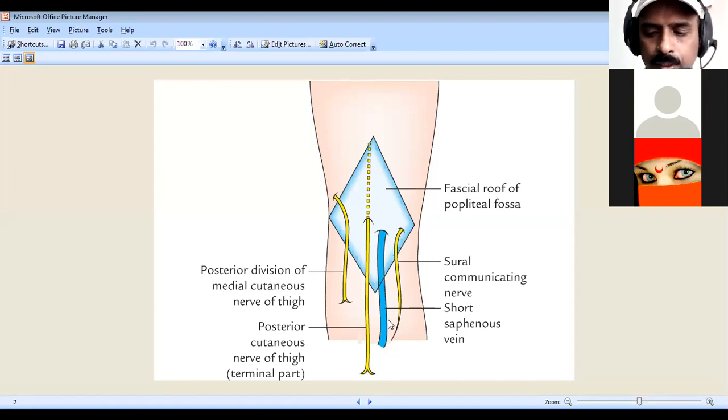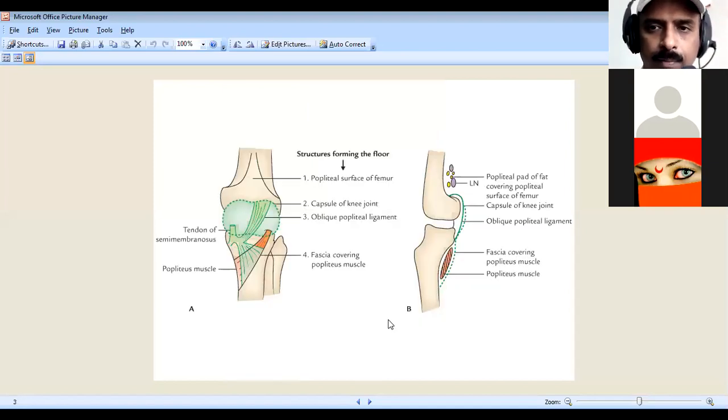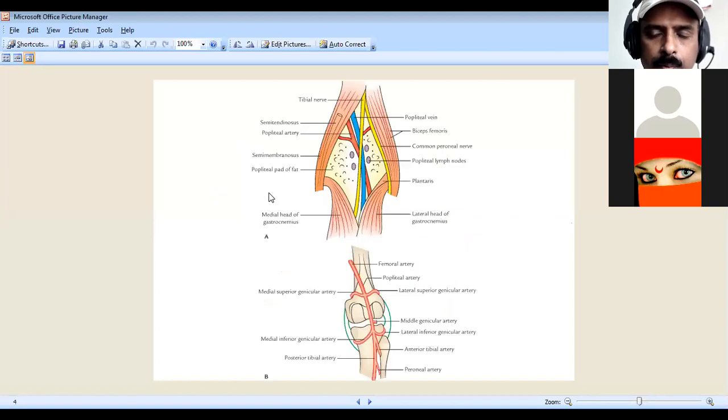Then the floor of the popliteal fossa is formed by the popliteal surface of the femur, second the capsule of the knee joint, and the fascia covering the popliteus muscle. The fascia covering the popliteus muscle, the capsule of the knee joint, and the popliteal surface of the femur are the floor structures of the popliteal fossa.